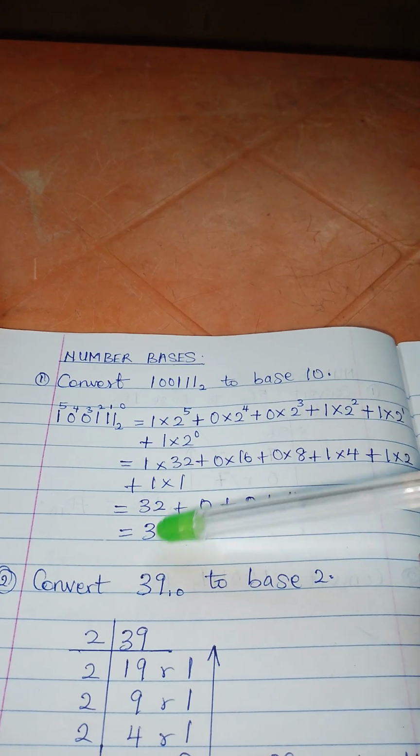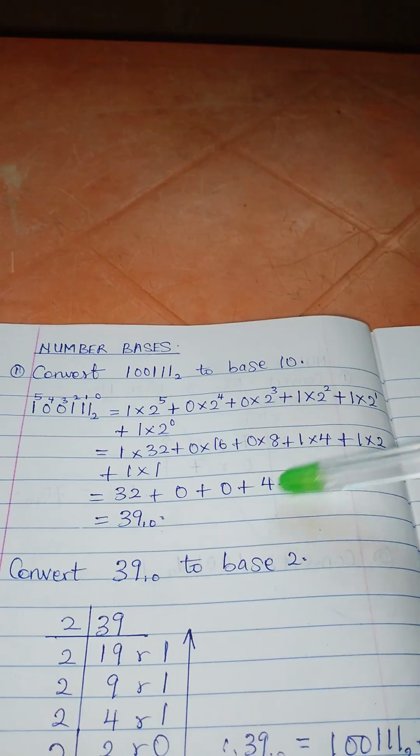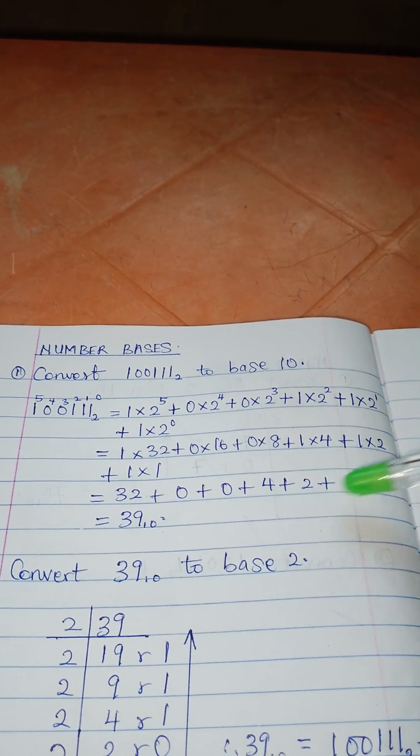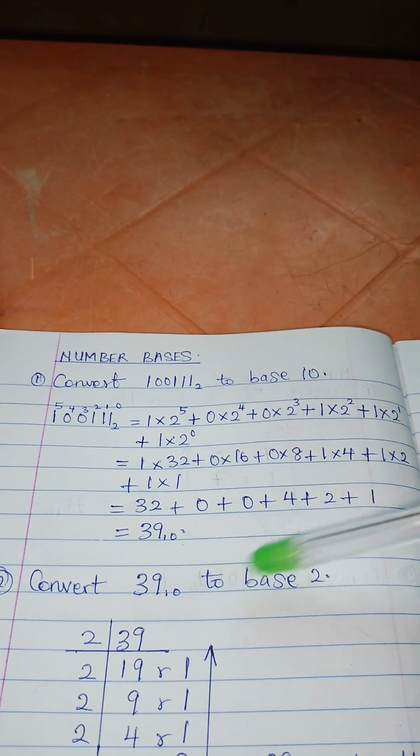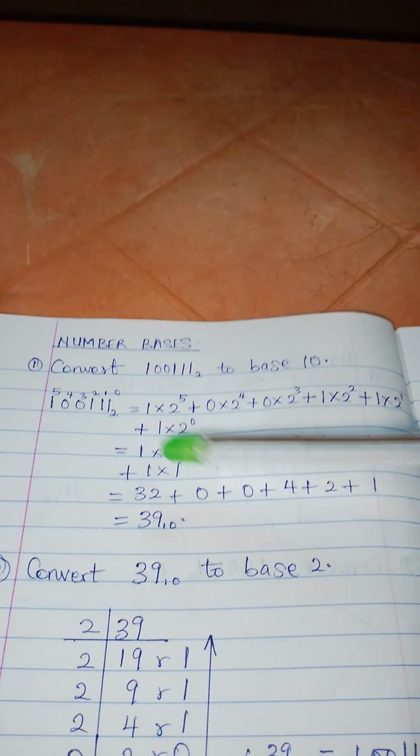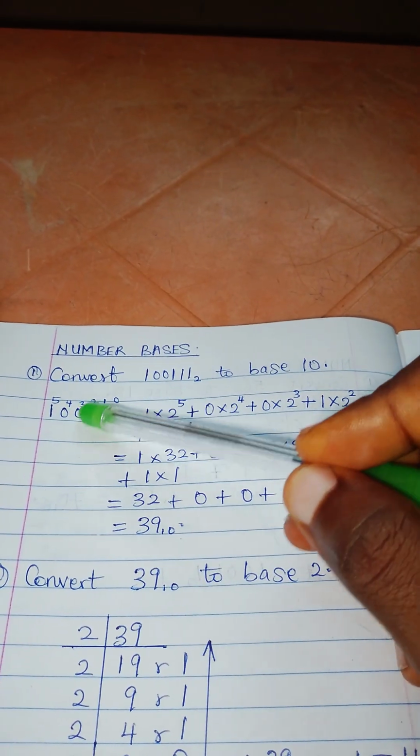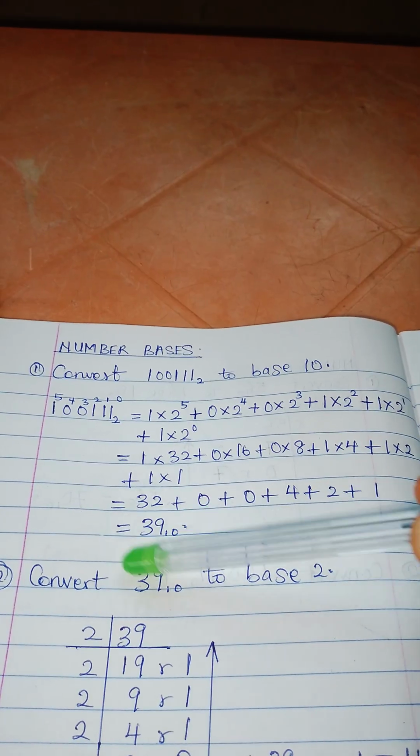Now 1 times 32 will give you 32. 0 times 16 is 0. 0 times 8 is 0. 1 times 4 is 4. 1 times 2 is 2. 1 times 1 is 1. When you add up all the numbers, you have 39 base 10. So we have converted 10011 base 2 to base 10.